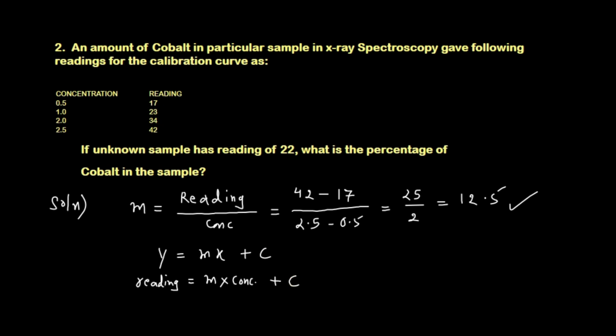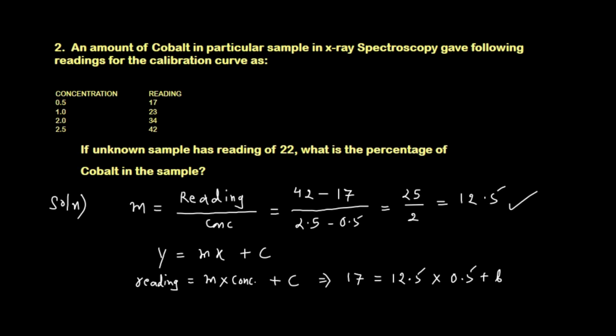For this, first of all, we will calculate for this value 17, where 0.5 concentration is there and 17 is there. If you solve this, instead of reading, you are having this 17. You are assuming the linear relationship between the concentration and the reading, please remember. You have calculated your M, 12.5, and you are putting this M here, and then concentration at 17 is 0.5, and then plus B. So how will we calculate the B? B will be equal to simply 17 minus 6.25.